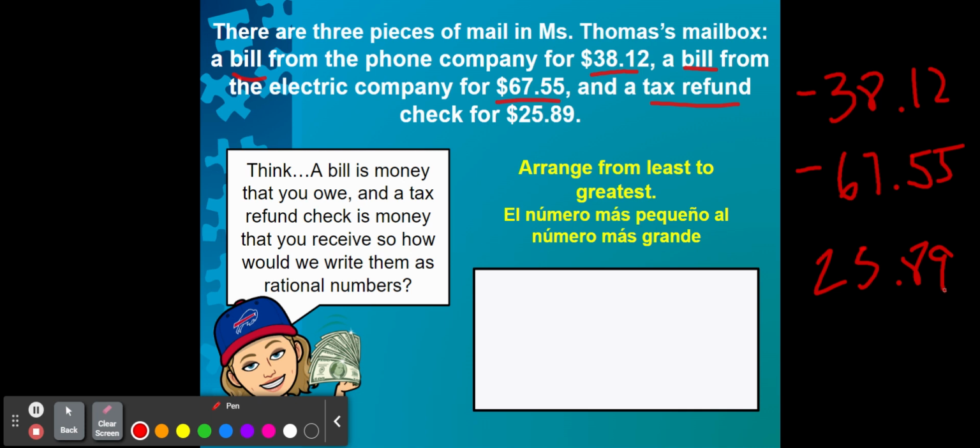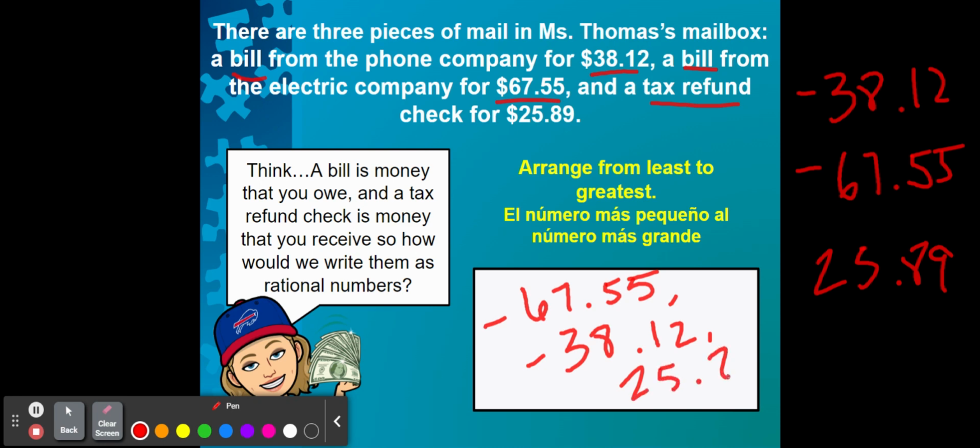We're going to arrange from least to greatest. So again, think about that number line. You're on the 0. You're going all the way to the left. The furthest number to the left would be our negative 67.55. Now I'm going to start traveling to the right. And the next number I'm going to hit on that number line is negative 38 and 12 hundredths. And then I keep going. And my positive is my largest number.